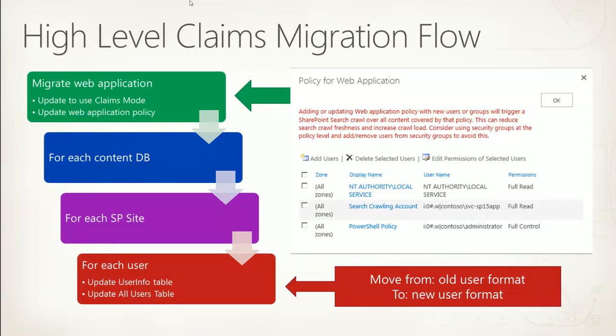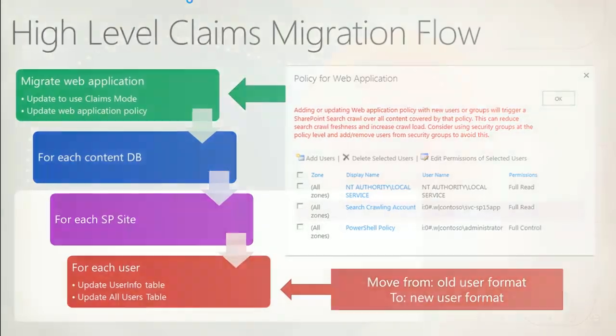The other thing we're going to do when you do the migration within PowerShell is add a new web app policy for your site. That policy is represented on the bottom there as PowerShell policy, and we'll show you where that pops up. But you'll see that there's a different claim encoding for that, and the i:0w administrator sees a different claim format there.